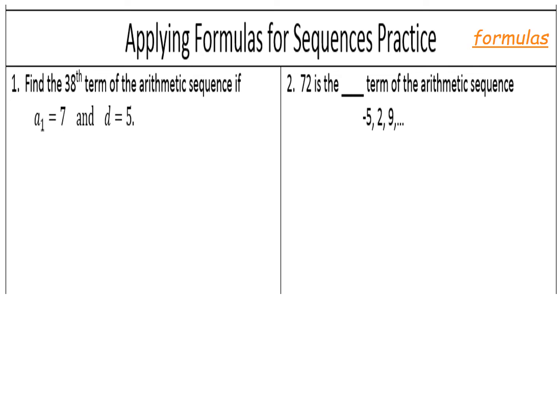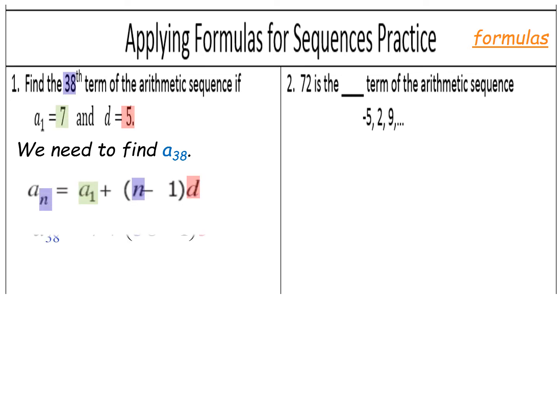So find the 38th term of the arithmetic sequence if a sub 1 is 7 and d is equal to 5. So what are we looking for? A sub 38. We definitely write our general equation for arithmetic, and here you are. We're going to plug in our knowns. Once we plug in our knowns, this is what we get. We always simplify. 38 minus 1, 37 times 5 plus 7 is 192.